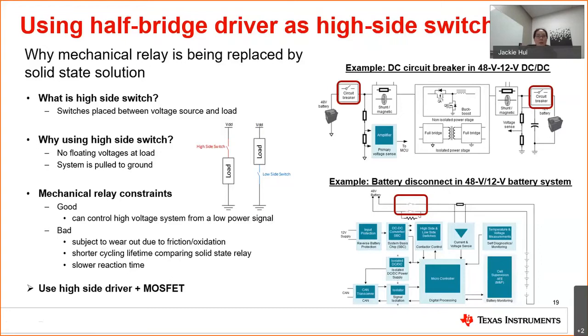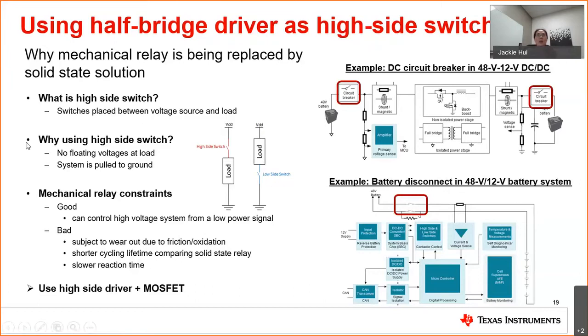That is because the mechanical relay does not have as good reliability compared to a power MOSFET, for instance. They suffer from wear out due to friction or oxidation. It has less cycle life compared to solid-state solutions. It also has slower reaction time, for example, slower reaction to a short circuit event. So we are seeing customers making such a change.